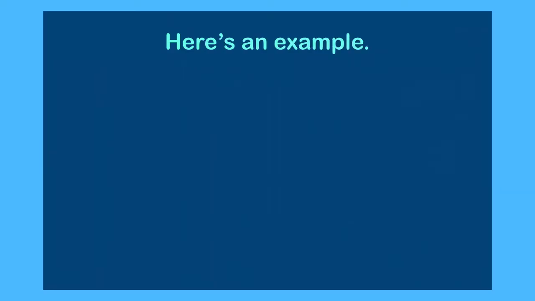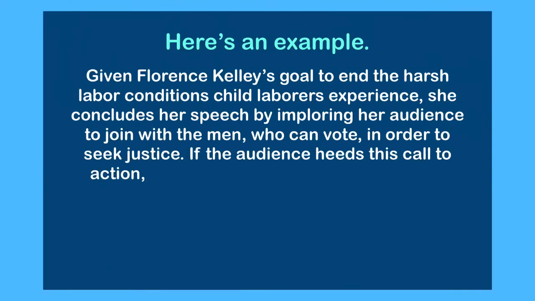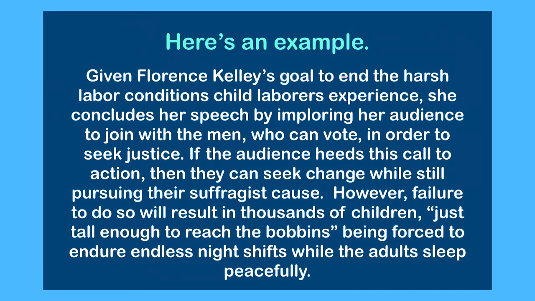So I'm going to give you guys an example of this with the same exact speech that we're talking about here, which is the Florence Kelley speech. So given Florence Kelley's goal to end the harsh labor conditions child laborers experience, she concludes her speech by imploring her audience to join with the men who can vote in order to seek justice. And then we talk about two different things: what happens if they do, and what happens if they don't. So we're looking at both scenarios here.